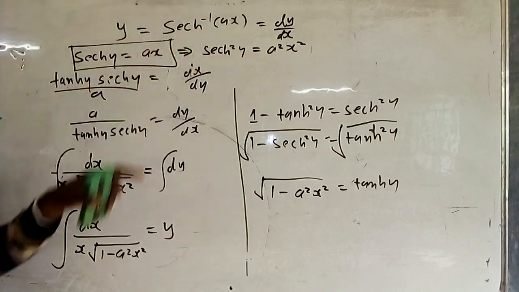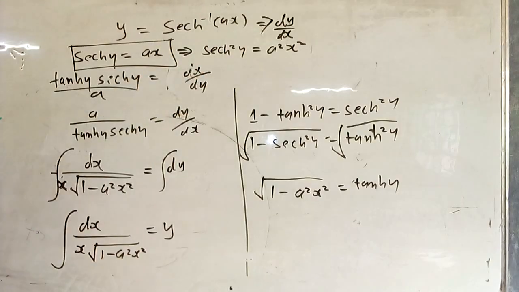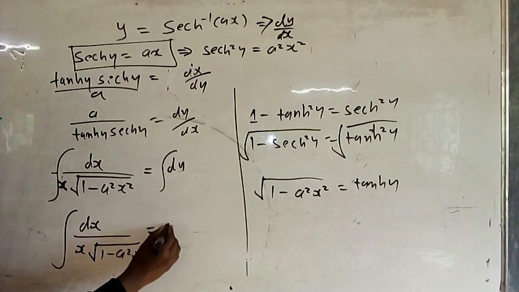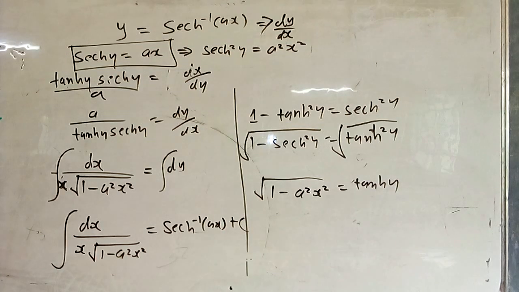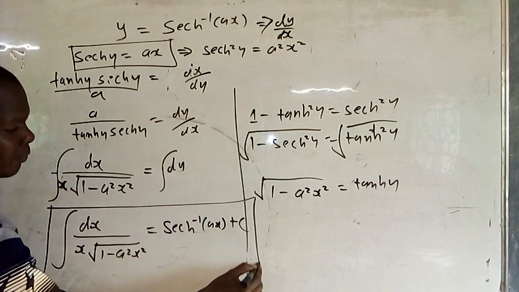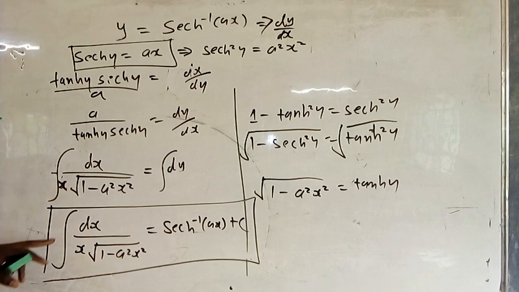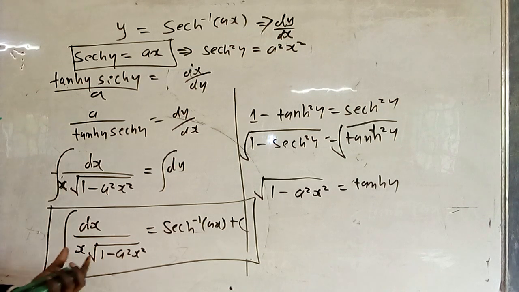Y is sec inverse of ax, meaning where you put the value of y, which is sec inverse of ax, of course, plus C at the end of integration. So if you integrate dx over x times the square root of 1 minus a squared, you get sec inverse of ax. When it was sec inverse of ax, it was the reciprocal inside, it was the opposite inside, it was a squared minus 1. Are you seeing? Isn't that?